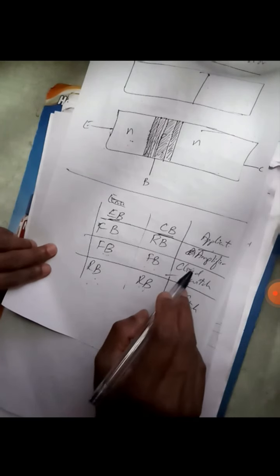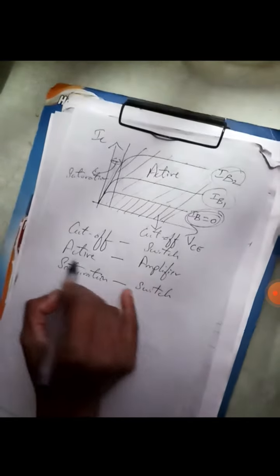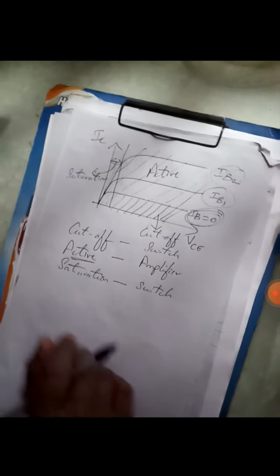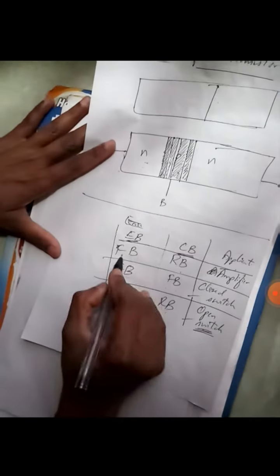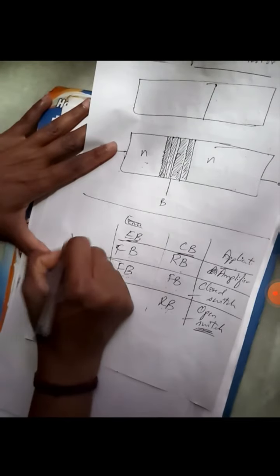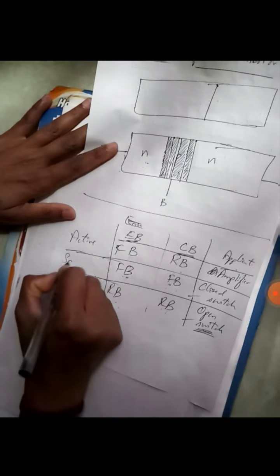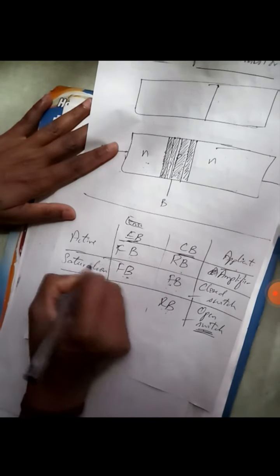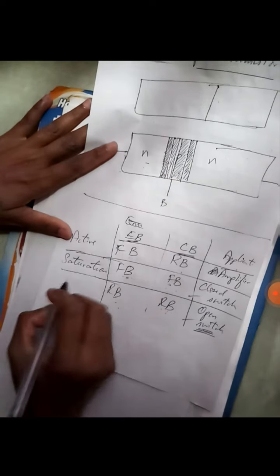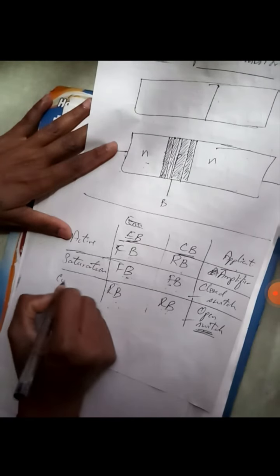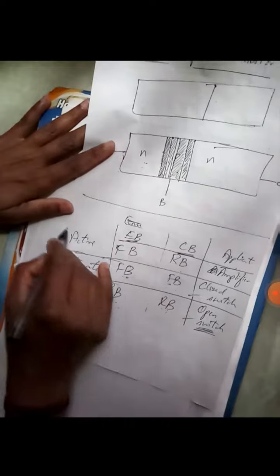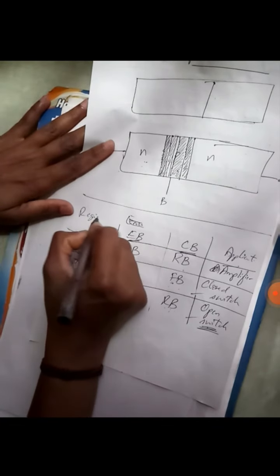Now if I want my transistor to be used as an amplifier, then the emitter-base junction has to be forward biased and the collector-base junction has to be reverse biased. This region we call the active region. Hope you are getting this. So emitter-base forward biased and collector-base reverse biased is the active region. When both are forward biased, it is the saturation region, and when both junctions are reverse biased, we call it the cutoff region. Okay, this is the region of operation.